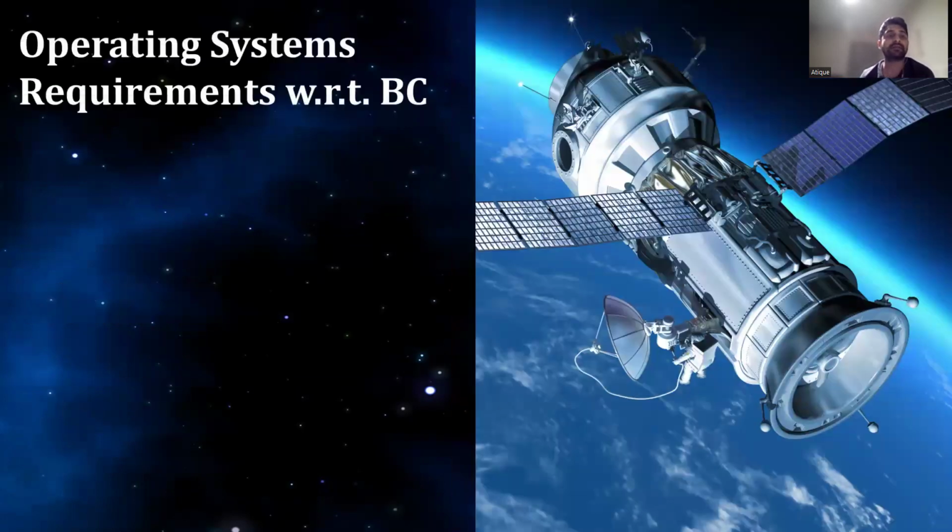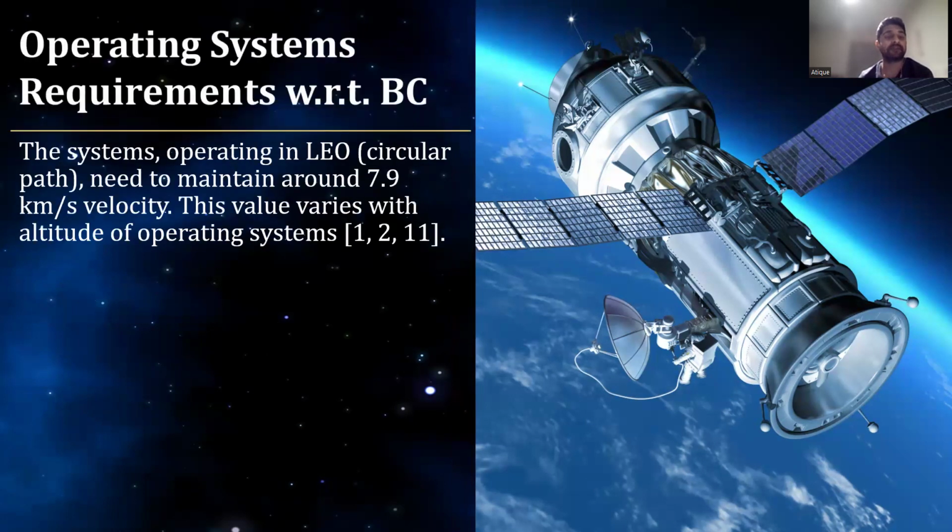System requirements with respect to this boundary condition in space. First, the system operating at low Earth orbit, which is also considered a circular path, needs to maintain around 7.9 kilometers per second velocity, although this velocity depends upon the altitude from sea level. The higher the altitude, the higher the velocity as well. So this is also considered the escape velocity, by the way.